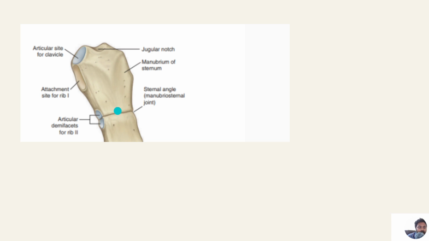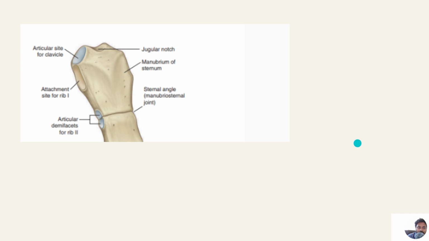This can be felt as a transverse ridge of bone on the anterior aspect of the sternum. The sternal angle is commonly used as an aid to count ribs, as it marks the level of the second costal cartilage. So the sternal angle is clinically useful to count the ribs for surface anatomy.